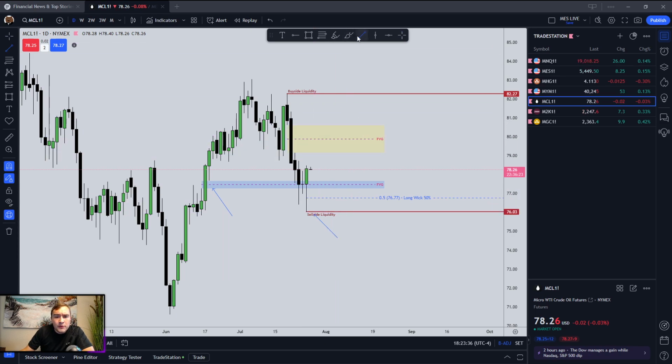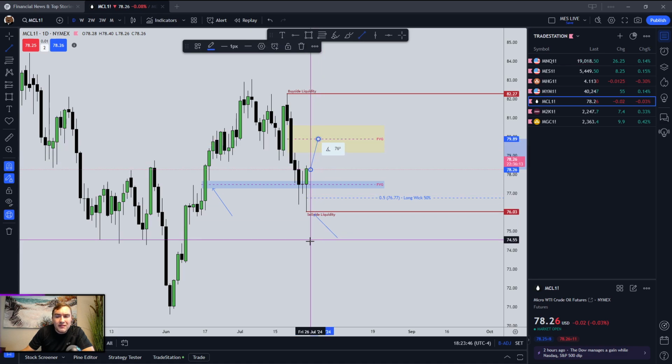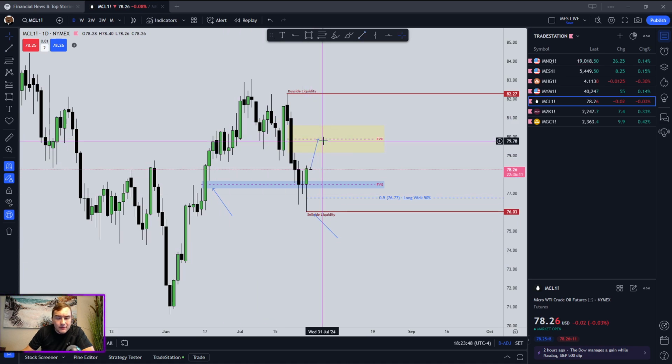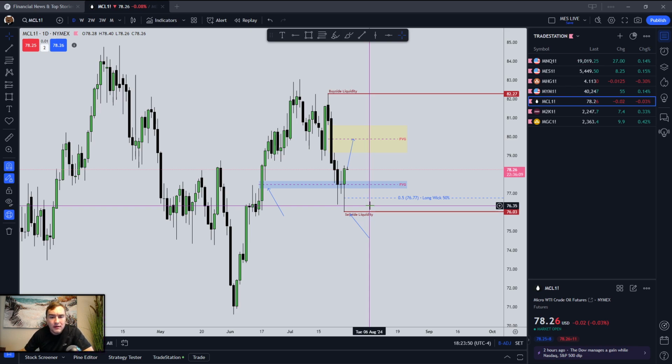And then in terms of upside targets, guys, I'm looking at an old sell-side imbalance, buy-side inefficiency here that the market has left open. So if the market wanted to trade higher on Friday, my target would be $79.89. Depending on where it looks like crude oil wants to go, those are some of the levels that I'm looking at.